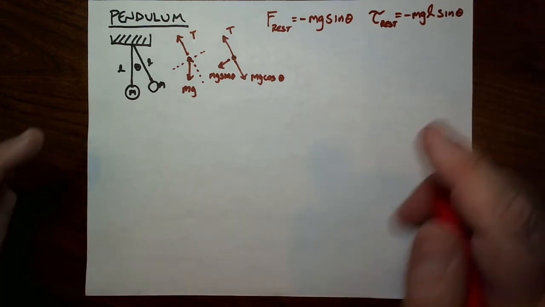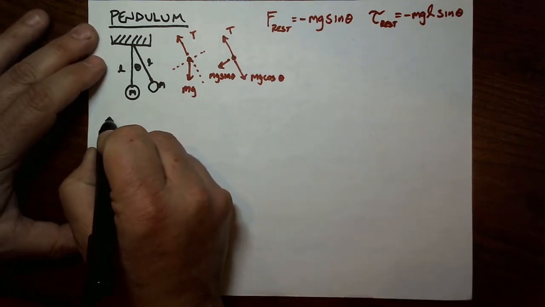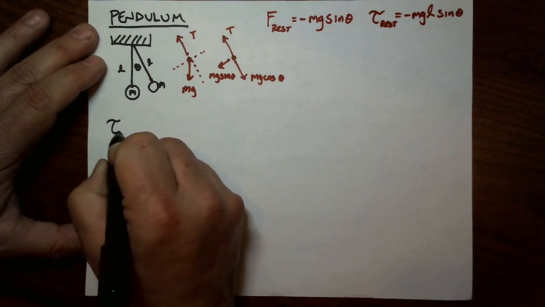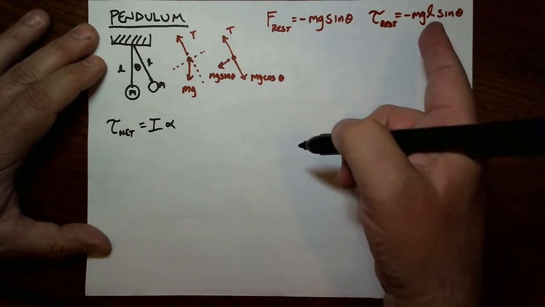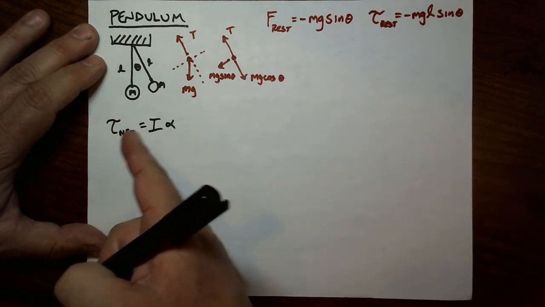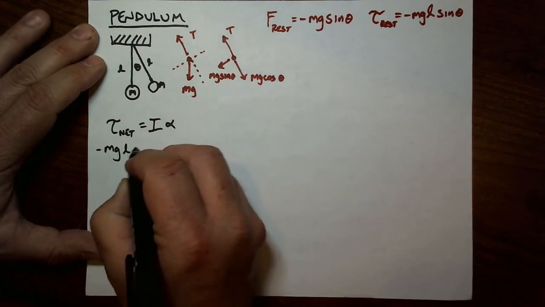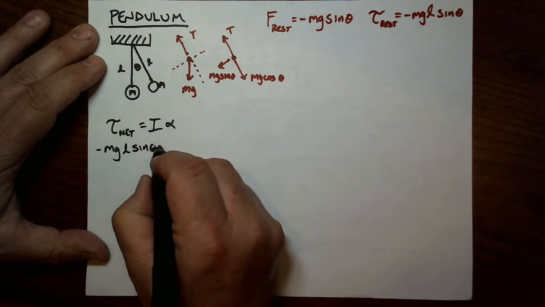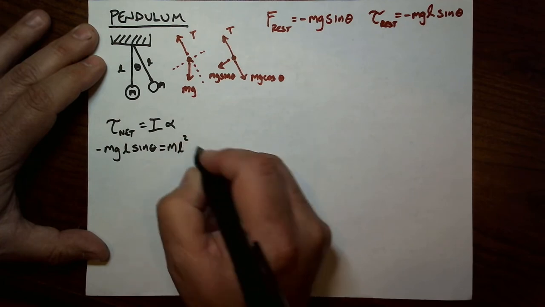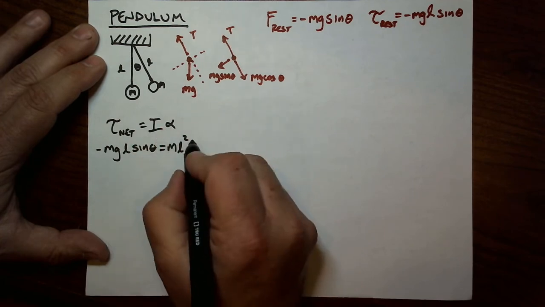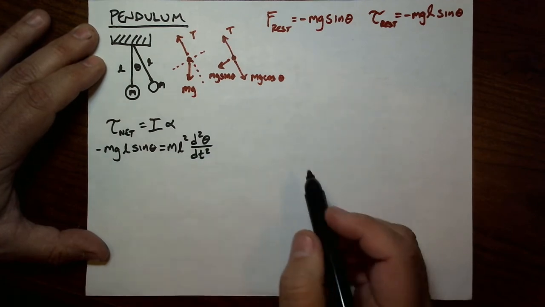Okay, so if we were doing this, and we are, we would write down Newton's second law in its rotational form. That is that the net torque is equal to I times alpha. We would substitute in this torque for the net torque, since at that moment that's the one that's doing the job: minus mgL sine theta equals, now I for a point mass is simply mL squared, and alpha is d squared theta dt squared.